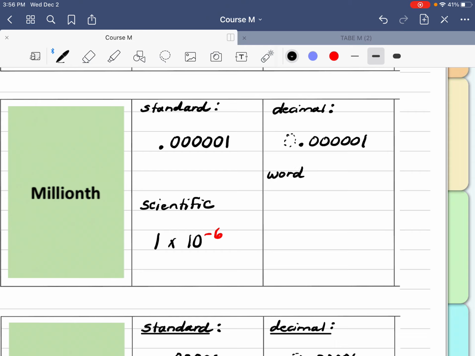Word form is 1 millionth. And so fraction form is going to be 1 over a million. One millionth.